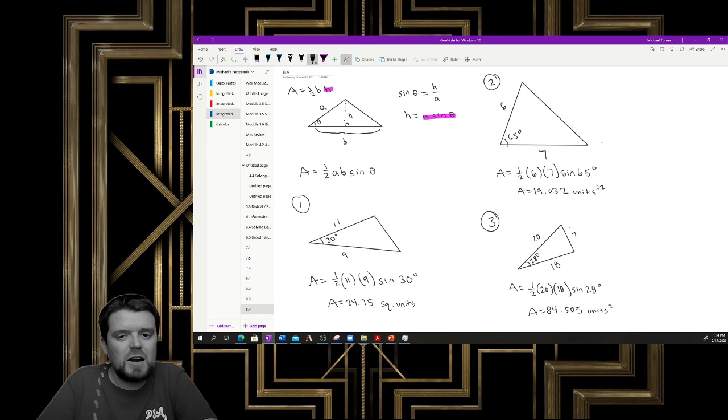But that's pretty much it. It's calculator work. Hopefully the setup's easy. That's all you have to do on this assignment.